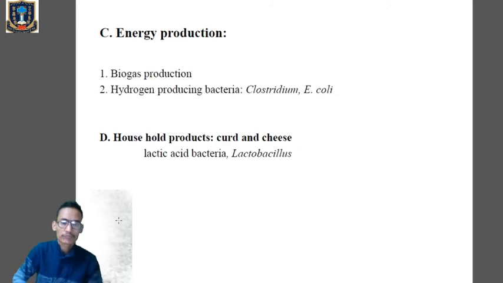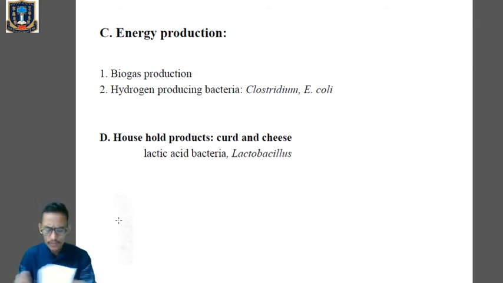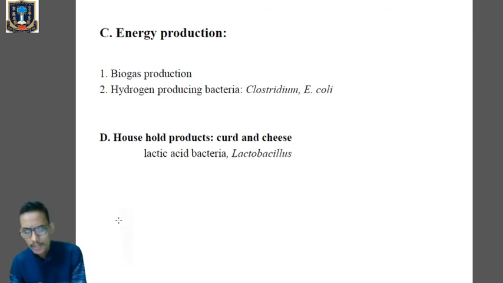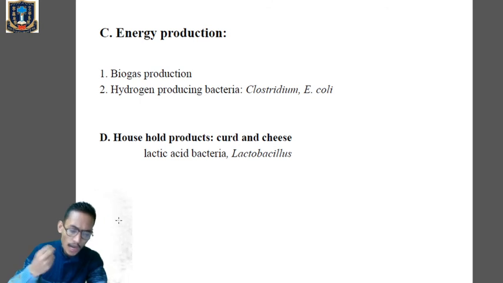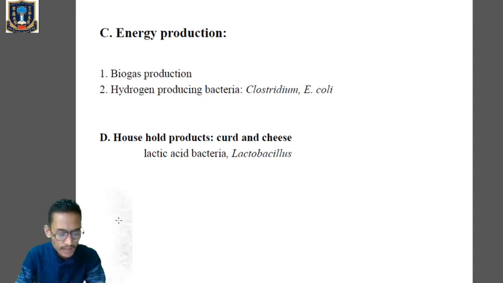Now next one, the role of bacteria in energy production. First, you have learned about biogas production, where we use the methanogenic bacteria Methanobacterium and Methanococcus. Kindly remember those names. They are used in the formation of biogas. Then we have other bacteria, Clostridium and E. coli, from which hydrogen gas has been produced. Scientists have produced hydrogen gas from these bacteria, which is a source of clean energy. This energy can be used in motor vehicles and also to generate electricity.